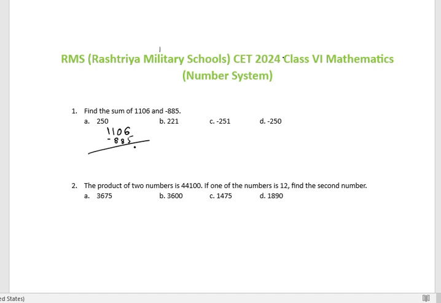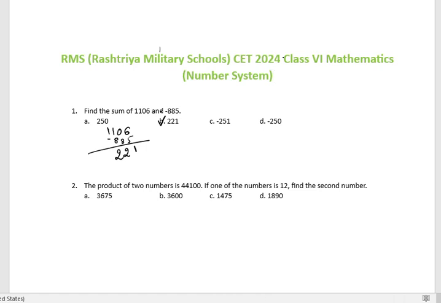6 minus 5 is 1. Then it is 0 and this is 8. 8 is bigger than 0, so we have to take a carry, and it becomes 10. 10 minus 8 is 2. As the carry was taken, 10 is left, and 10 minus 8 is again 2. So the answer is 221. I hope it is clear. Let's move to the second question.